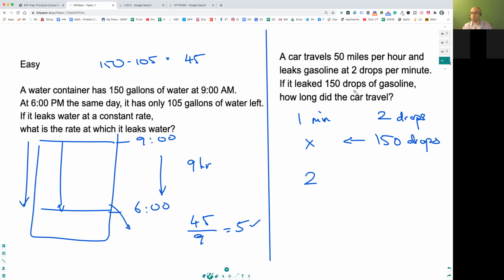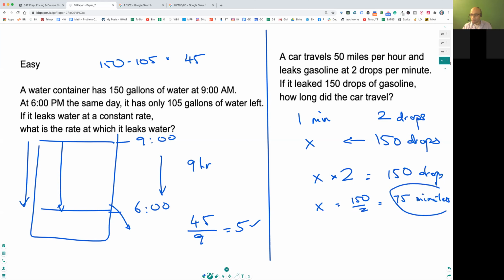Okay, so how many drops have you got? So you've got 75 drops here, right? So try to calculate the answer. Here you've got X times 2 is equal to 150 drops, right? So you've got X is equal to 150 over 2, which is 75, right? So 75 minutes have passed, right? In 75 minutes, you got to find out how many miles the car has traveled.